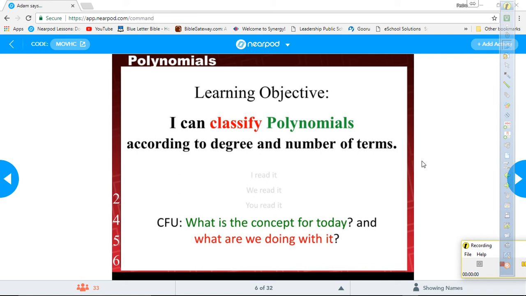For today, I can classify polynomials according to degree and number of terms. Let's read together. 1, 2, 3. I can classify polynomials according to degree and number of terms. So today's concept. Tell your neighbor today's concept.